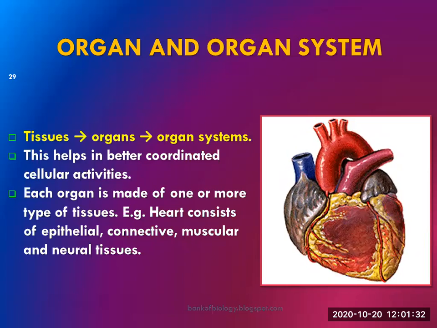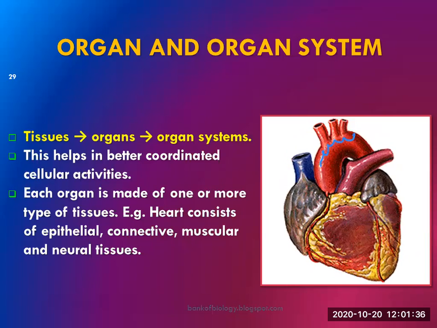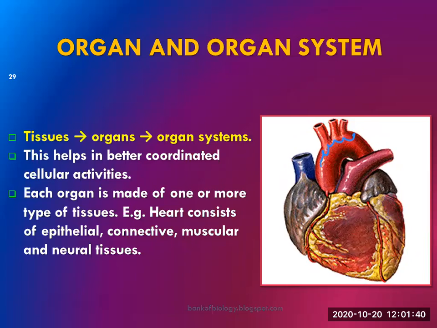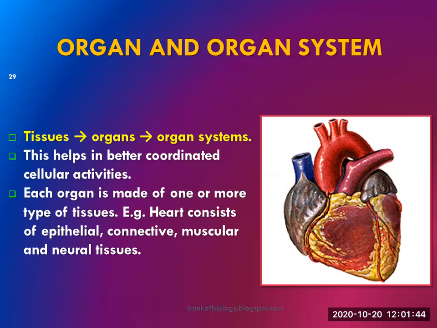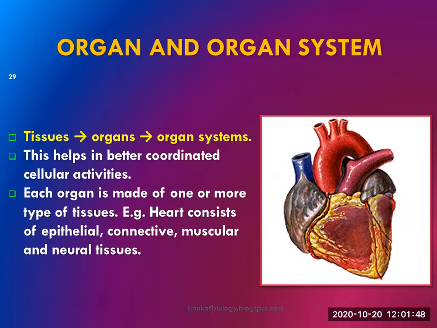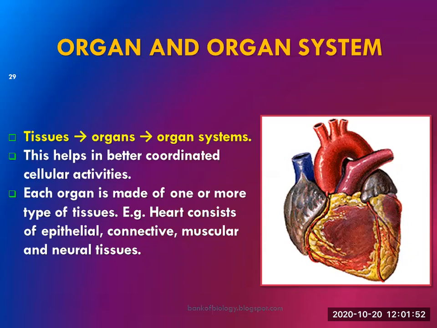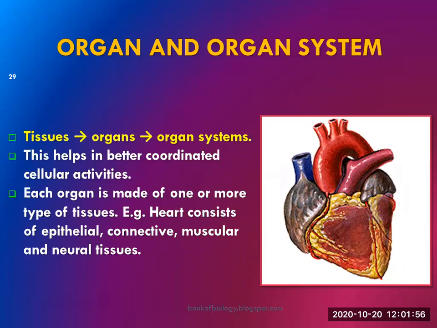What epithelial tissue is present in the heart? The endothelium of the blood vessels and the endothelium of the heart have simple squamous epithelium, and the peritoneal layers are also made up of simple squamous epithelium. What is the connective tissue present in the heart? Blood itself is a connective tissue. The heart is fully vascularized, isn't it?